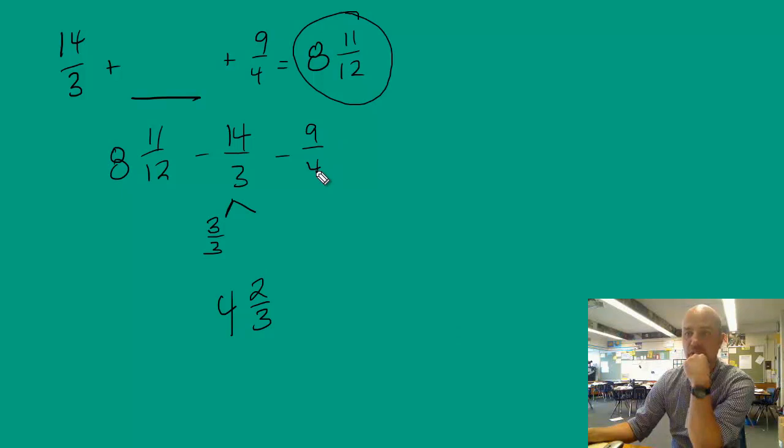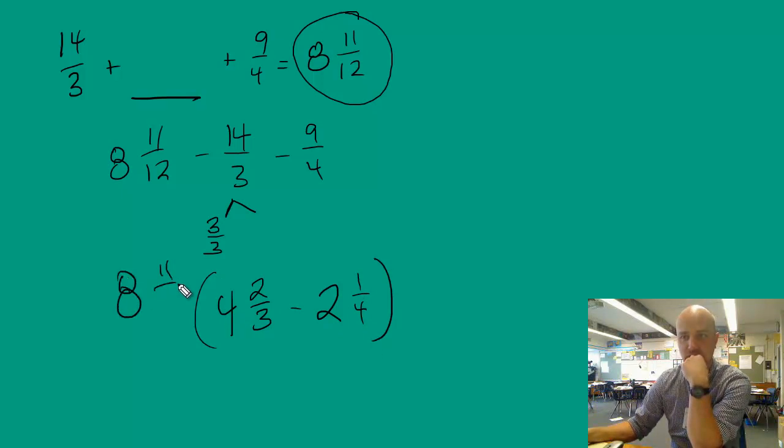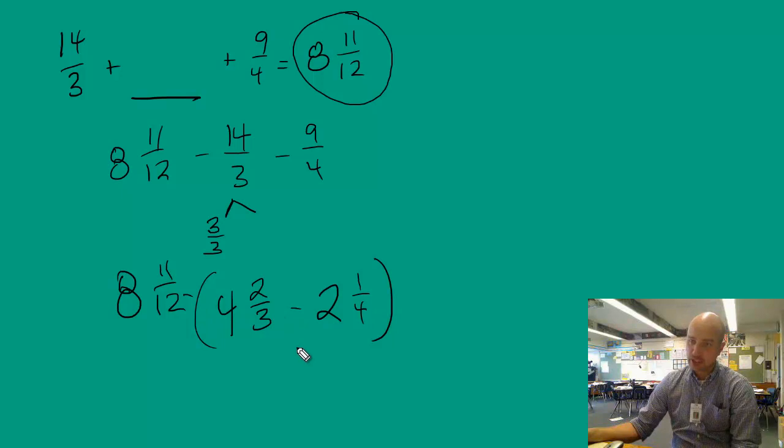And then same thing over here. Let's count by 4 to get to 9. 4, 8, that would be 2. That would be 8, and I would have one more 4th left. So I really have this, and I have my whole here, my original 8 and 11/12. So I have to subtract out these things from it. Okay, awesome. Well, so what I can do is I can turn these into 12ths.